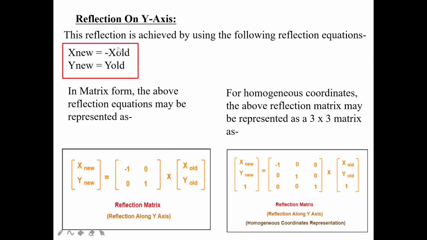You are not going to change any other thing. Okay, so that you have to remember. And here y new value will be the same as it is, 1. So this is your simple matrix form. But if you want to convert it into your homogeneous coordinate, you have to keep it as your 3 cross 3 matrix and you have to keep your z axis as 1.